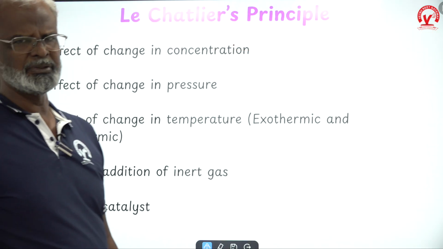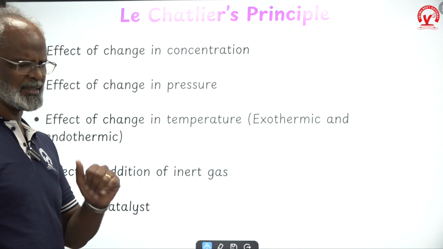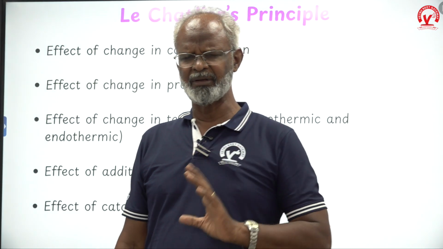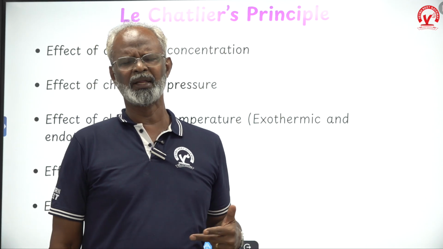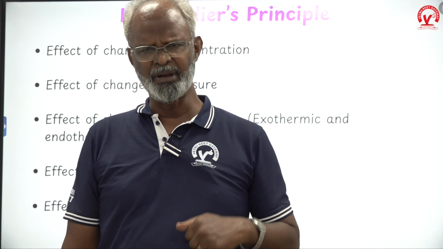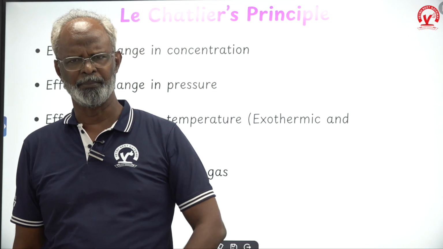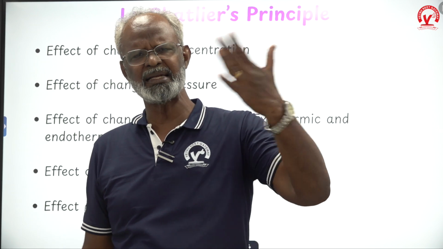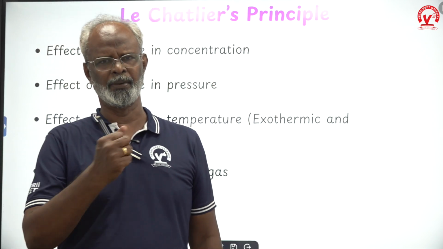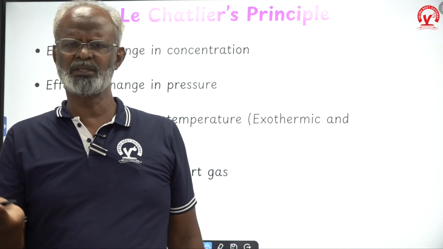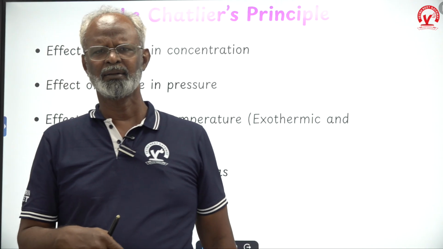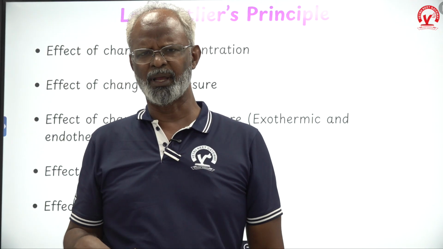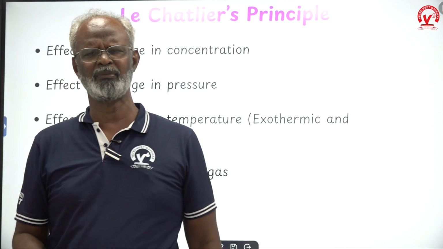The last part of this lesson is Le Chatelier's principle. The principle says that in an equilibrium system, the conditions are very important. The conditions can be pressure, concentration, volume, and temperature. A system is at equilibrium, and now we are disturbing this equilibrium by changing any one of these conditions. What will happen? The system will react in such a way that the disturbance is reduced, or counteracted. That is how the system will change.